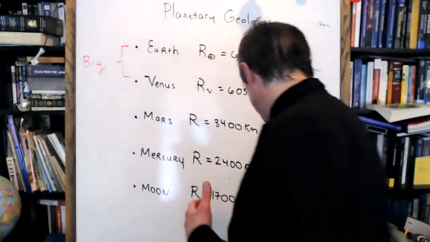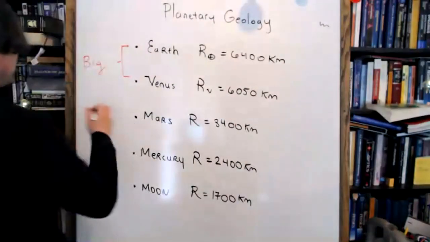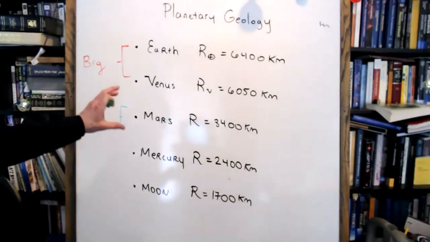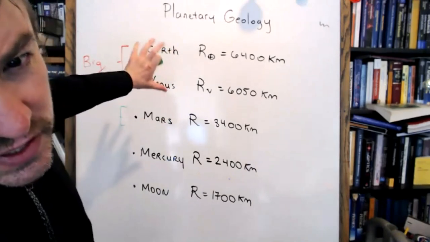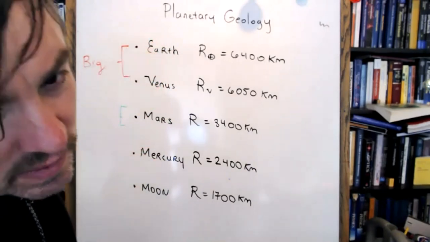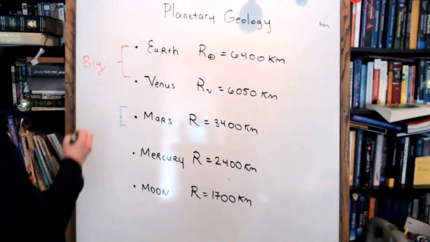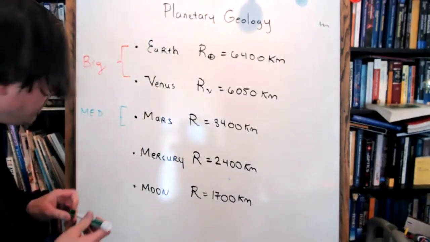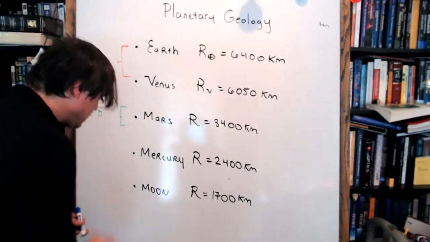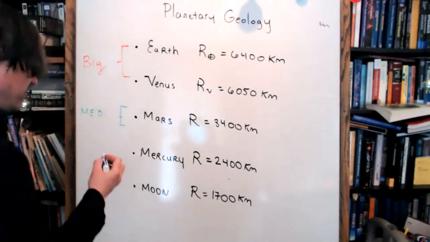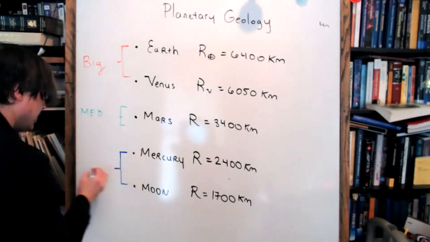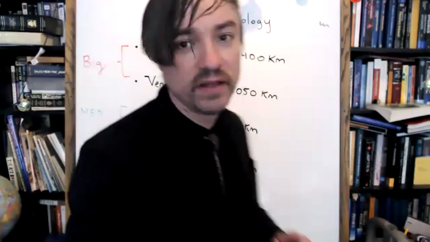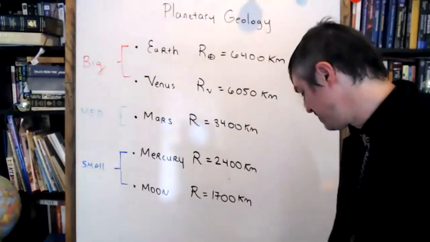Mars is kind of a medium-sized terrestrial planet. And you'll see for this reason, it has some features in common with Earth and Venus, some features in common with Mercury and the Moon. So here's your medium-sized terrestrial planet. And then, of course, Mercury and the Moon, these are what I would consider to be small terrestrials. If they got too much smaller, they'd probably end up turning into asteroids.